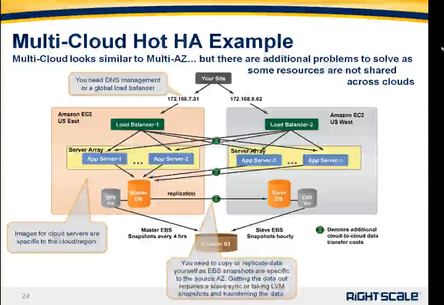You need to copy or replicate your data yourself, right? Because EBS snapshots, as many of you probably know, are region-specific, and you can't use the same snapshot in US East that you can in US West. So you have to solve that problem. And obviously, if you're using a different cloud vendor, you have to solve that problem. So there are some challenges here.